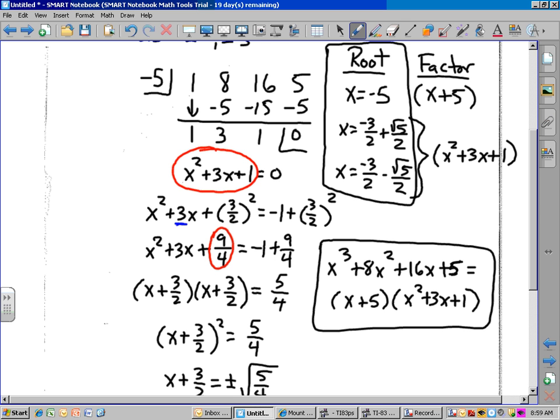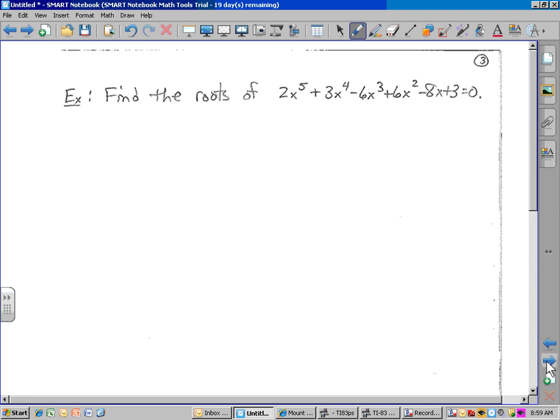All right, let's do the last one now. Find the roots of 2x to the 5th plus 3x to the 4th minus 6x cubed plus 6x squared minus 8x plus 3 equals 0. Wow, that is a very large polynomial. X to the 5th, we've not dealt with that before. Let's see what we can do here. Let's at least start by looking at the possible roots.